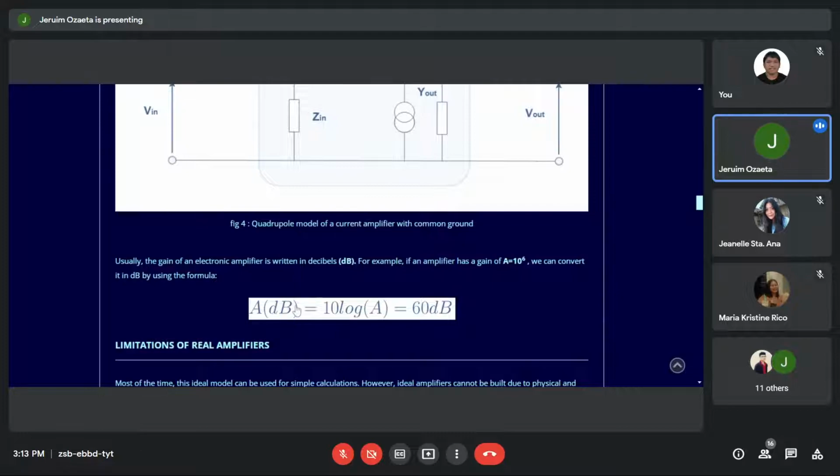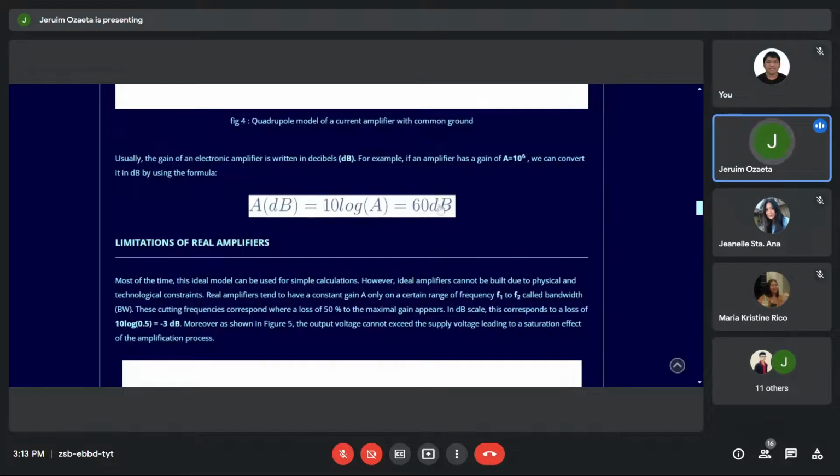a gain is just equal to 10 times the logarithm of the gain A. So this appears to be in a decibel unit. dB means decibel.